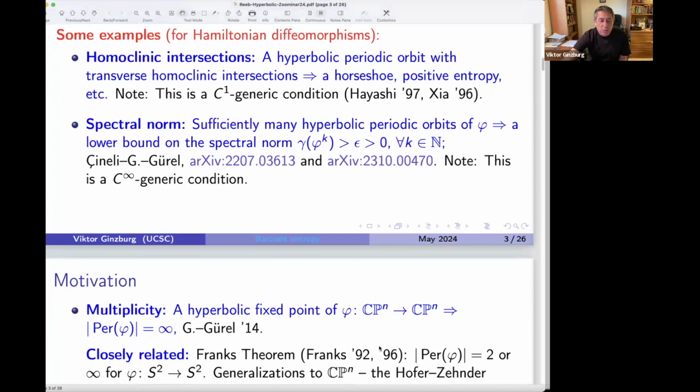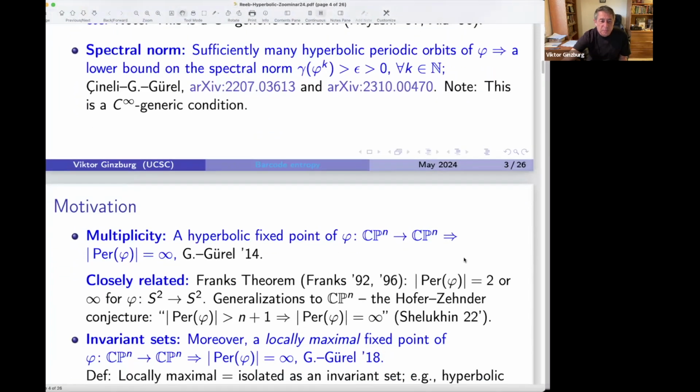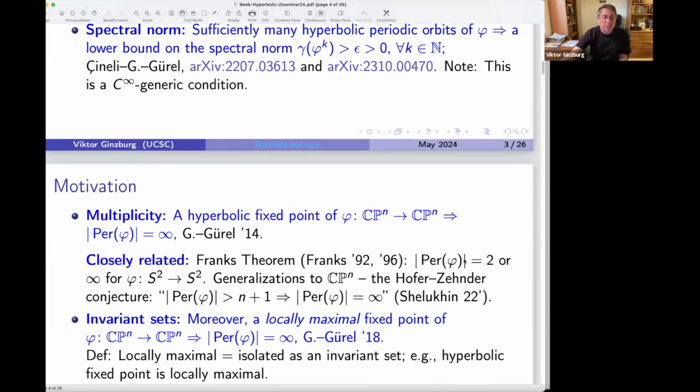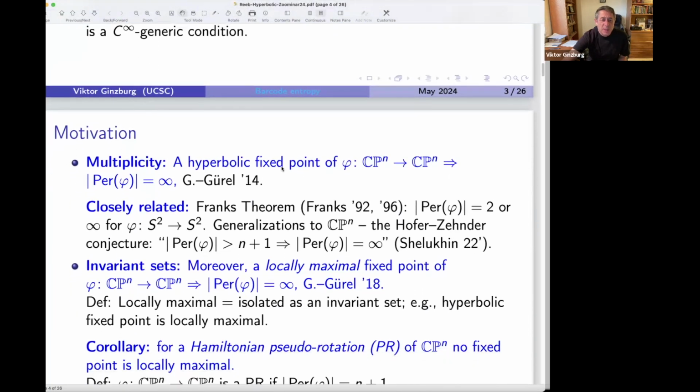And this is not what we are going to talk about. We are interested here in two other manifestations of the same thing. One is a multiplicity type question. Whenever you have a hyperbolic fixed point of a Hamiltonian diffeomorphism of a projective space, that diffeomorphism necessarily has infinitely many periodic points. So the existence of just one hyperbolic fixed point implies that there are infinitely many periodic orbits.